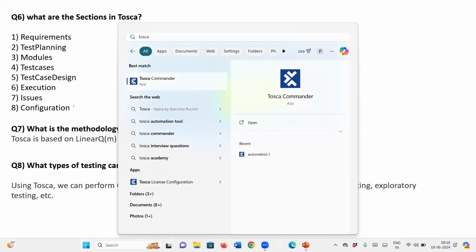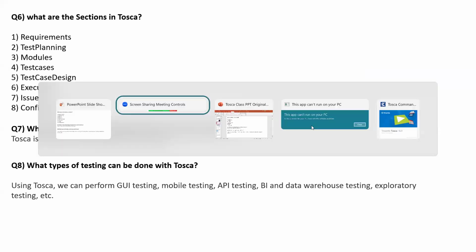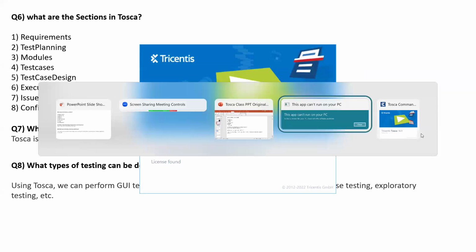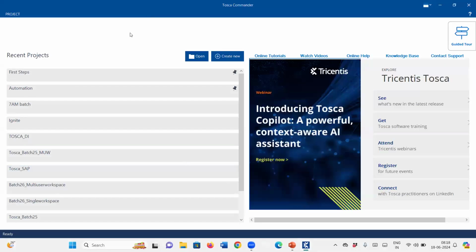Once you have opened it, Tosca will open with a particular version, like what version of Tosca we are using. See, here it is showing Tosca 16.0, licensed found. So that means we have a valid license. How to configure the license? What license exactly is it? See, I will tell you.